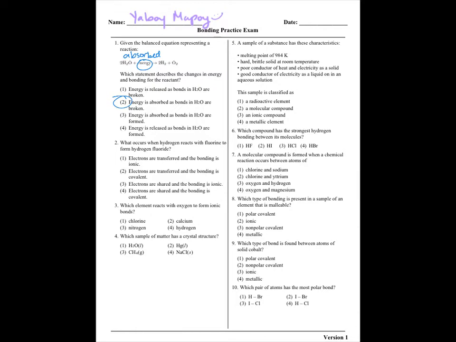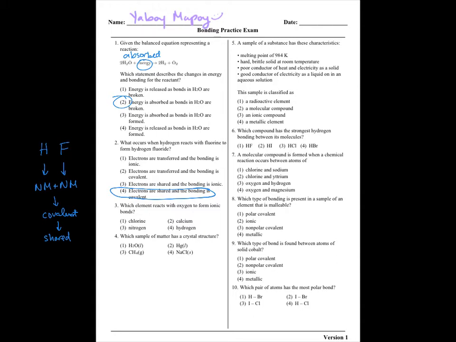What occurs when hydrogen reacts with fluorine to form hydrogen fluoride? So we need to look at these elements, H and F. What are they? This one's a nonmetal. So is fluorine. They're both nonmetals. Now, both of these together, they make a covalent compound, covalent bonds. And when you have a covalent compound with covalent bonds, electrons are shared, whether equally or unequally. So electrons are shared and the bonding is covalent.